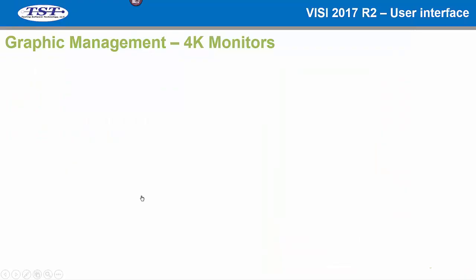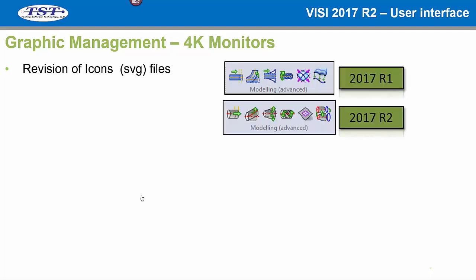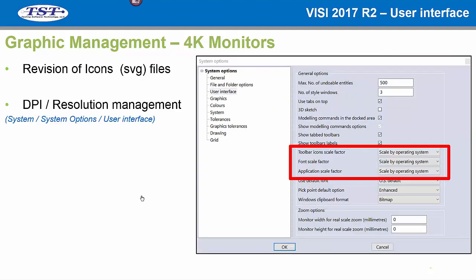So let's take a look at the graphic management improvements that have been made. 4K monitors are now fully supported, and that's not to say that they wouldn't work before for some of you guys, but you might have seen some inconsistencies in the graphics. With that, there are going to be some revisions to the icons. You'll see a lot of them have been updated, and the reason being is when you go to make those on a 4K monitor, they become really pixelated. So they feature a higher DPI resolution.